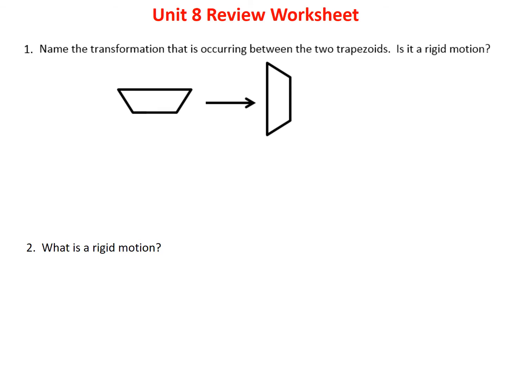Our first problem asks us to name the transformation that is occurring between the two trapezoids, and then asks, is it a rigid transformation? Well, notice the shape not only moves over here, but actually turns. Notice it turns down so that the small side is now on the right, and it's turning counterclockwise 90 degrees.